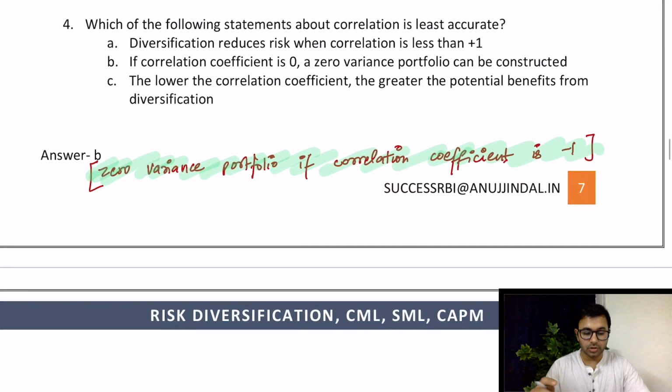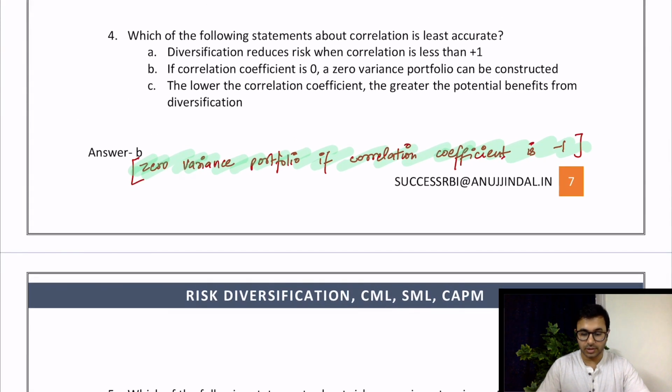Next question is, which of the following statements about correlation is least accurate? Least accurate, that means incorrect. Diversification reduces risk when correlation is less than 1. I had explained to you the meaning of perfect correlation plus 1, the meaning of 0 correlation, and the meaning of minus 1 correlation. Diversification reduces risk when correlation is less than plus 1. If correlation is 0, a zero variance portfolio can be constructed. Zero variance portfolio.